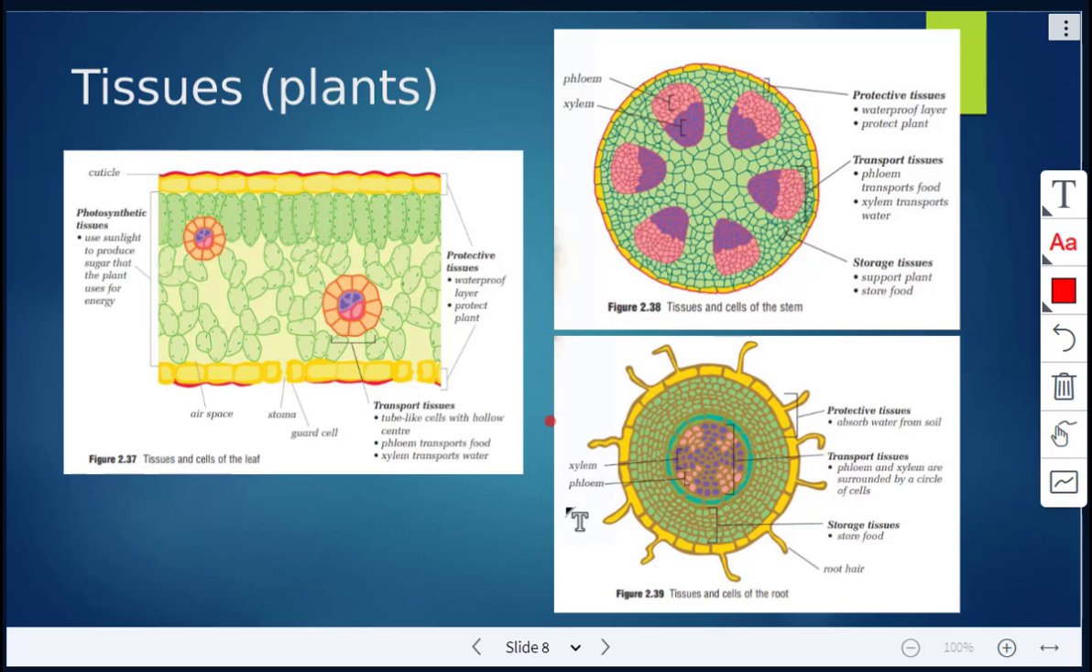And then lastly down here we have the root. This is the tissues and cells of the root. So again, it still has that protective tissue, which does allow for absorption of water from the soil. The transport tissue here in the center, which consists of the xylem and phloem. And then we also have that storage tissue for storage of food. Just another note here, we can see a root hair coming off of that root for increased surface area to be able to absorb more water and nutrients from the soil.